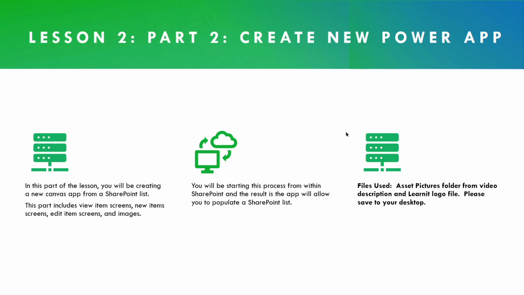So the files that we're going to be used that are in the video description, there's an Asset Pictures folder and a Learnit logo file. If you could please get those files, that folder and that file, and save them to your desktop. And then navigate to your SharePoint and make sure you're in a directory that it will allow you to create a list.